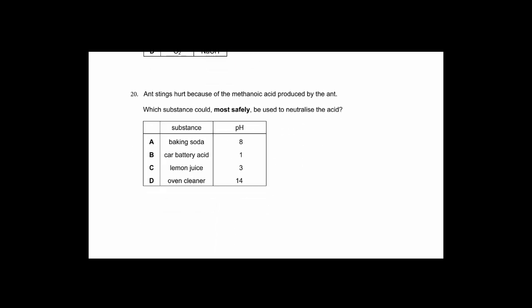Ant stings hurt because of the methanoic acid produced by the ant. Which substance could most safely be used to neutralize the acid? This is very simple, my dear learners. We need just to look at the substance which this ant produces. The substance is acidic. Therefore, we need a base to neutralize that acid.